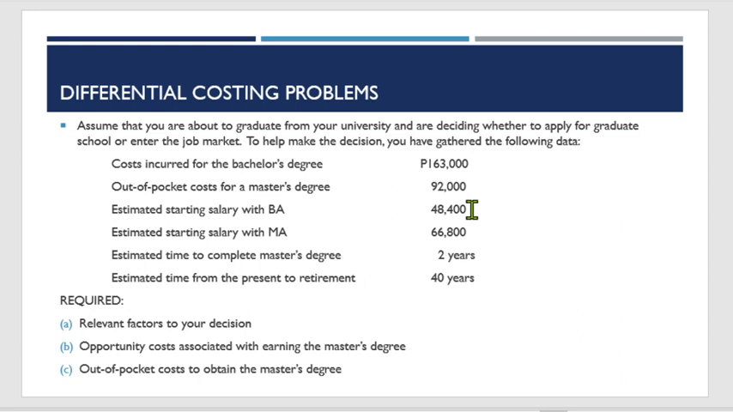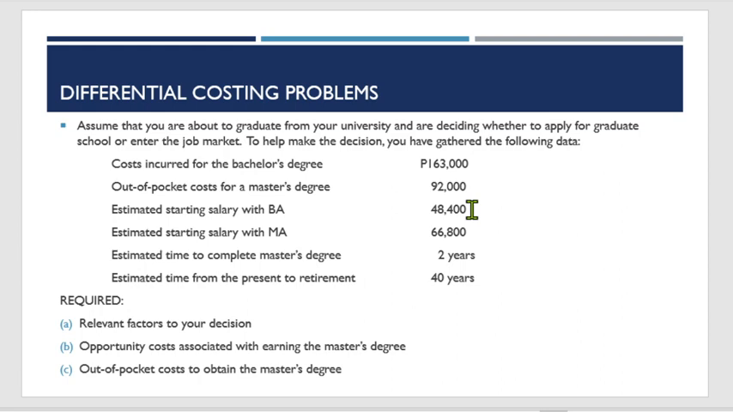Halimbawa, yung titirhan mong bahay, yung kakainin mo during your master's degree, it should not be included in the out-of-pocket cost for the master's degree because kahit naman ikaw ay nagtatrabaho na, you have to eat your food, you have to provide for your clothing or your shelter. So ibig sabihin, you have to be reminded that the out-of-pocket cost indicated in the 92,000 only includes the cost that would be incurred when you took the master's degree.